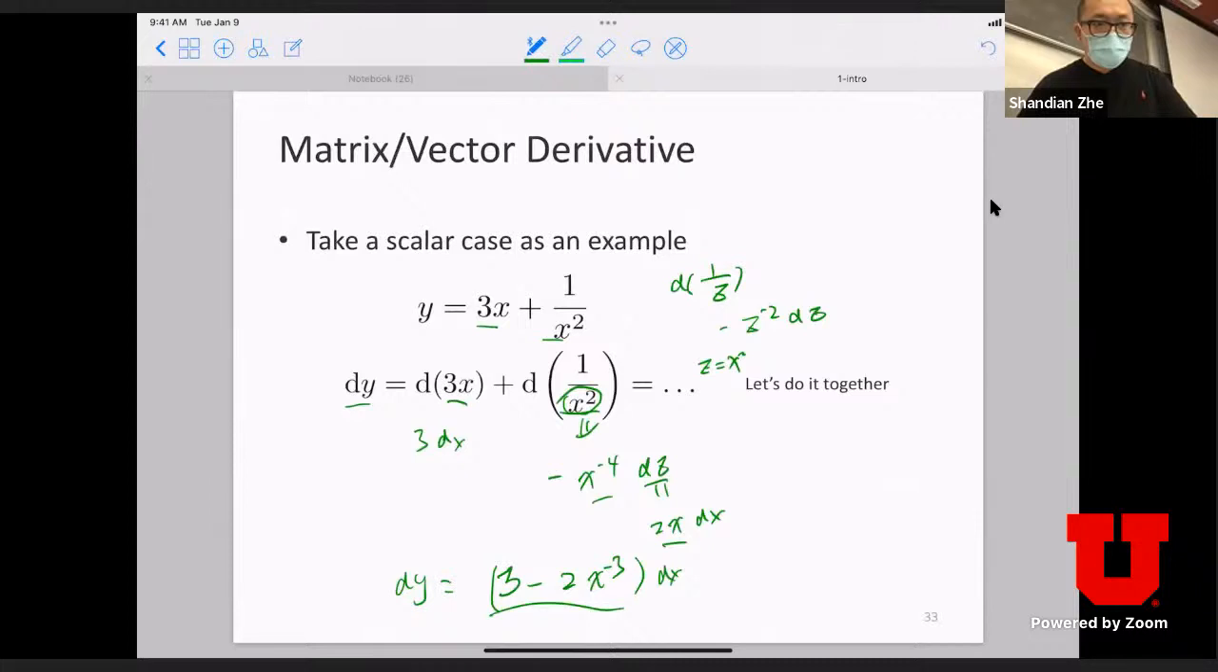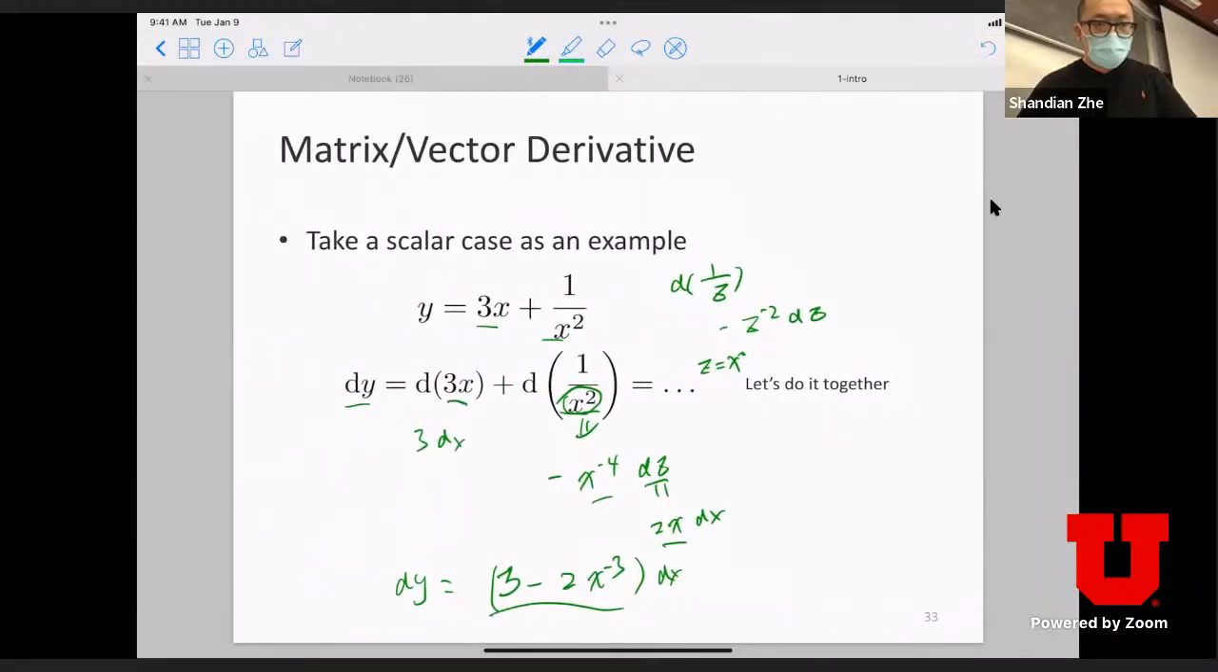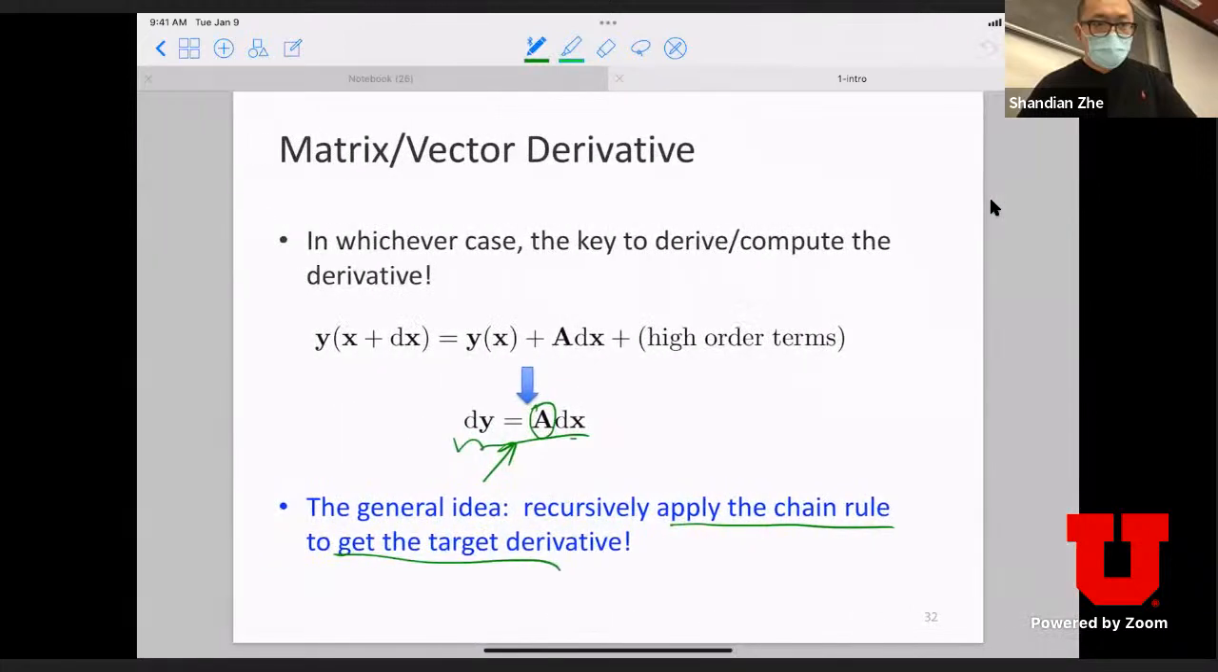So how do we calculate or derive matrix derivatives? We follow the same way. We just decompose the components of your function into different components, then take the derivatives recursively until you arrive at dx, and then you merge all the coefficients or terms multiplied to your dx, and you get the form dy equals A times dx. You get the derivative. Does it make sense?